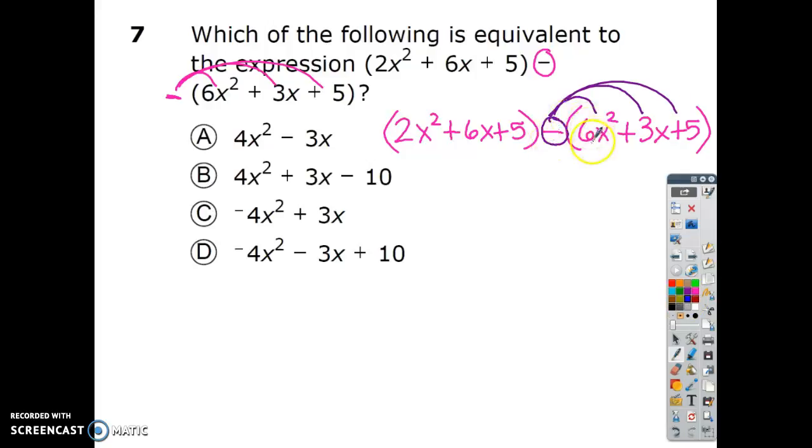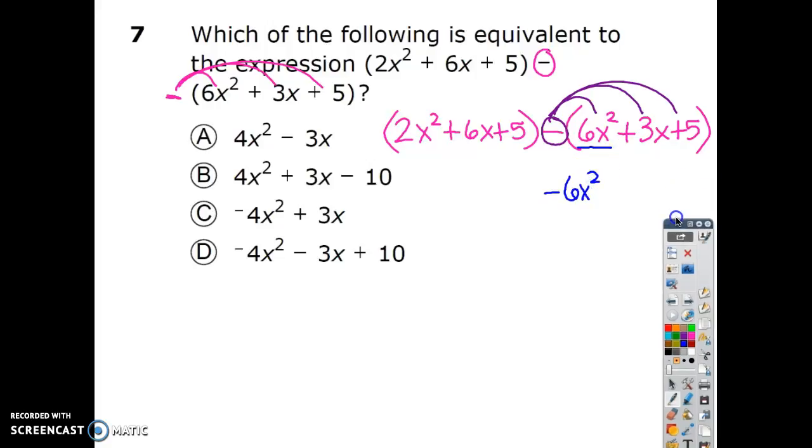So what happens to this 6x? It becomes a negative 6x squared. What happens to the 3x? Minus 3x. And the 5? Minus 5. Everything else, you bring it down. So it's 2x squared plus 6x plus 5. And then we combine like terms.